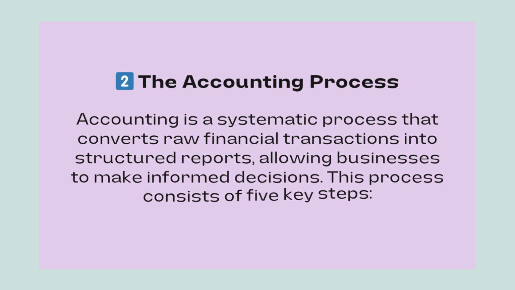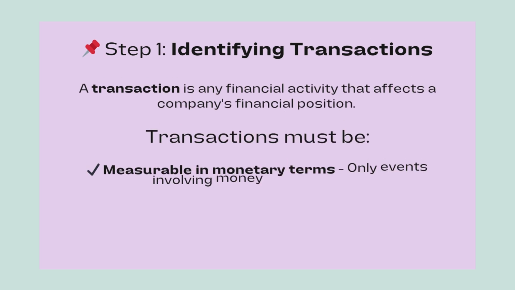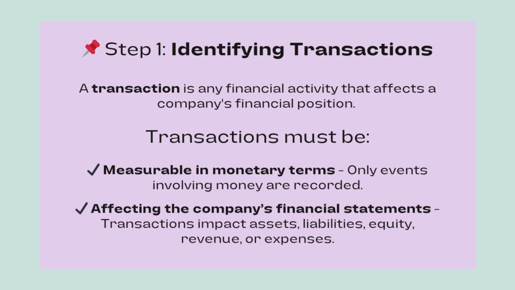2. The accounting process. Accounting is a systematic process that converts raw financial transactions into structured business information, allowing businesses to make informed decisions. This process consists of 5 key steps. Step 1. Identifying transactions. A transaction is any financial activity that affects a company's financial position. Transactions must be measurable in monetary terms.